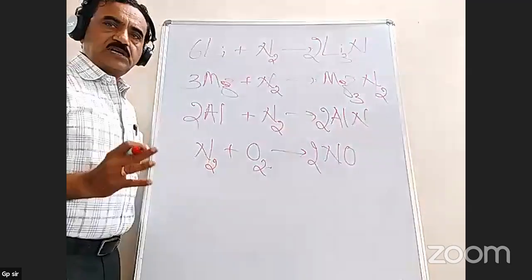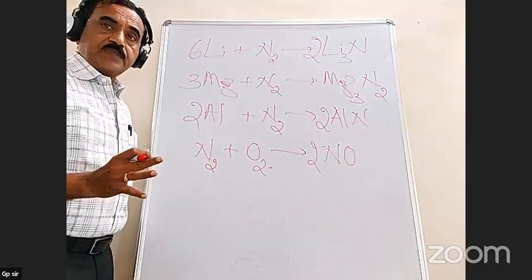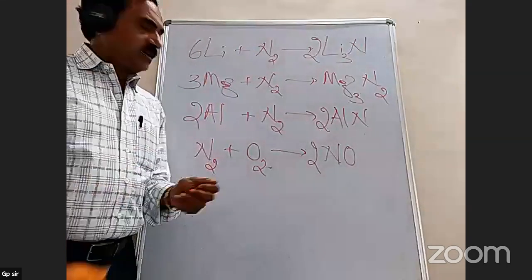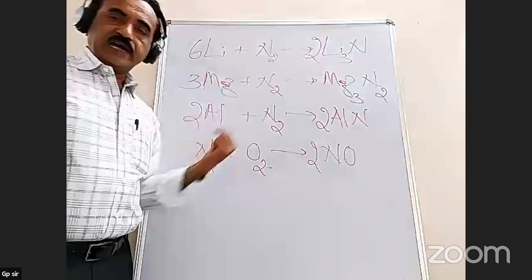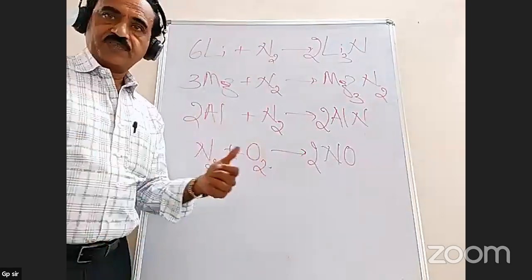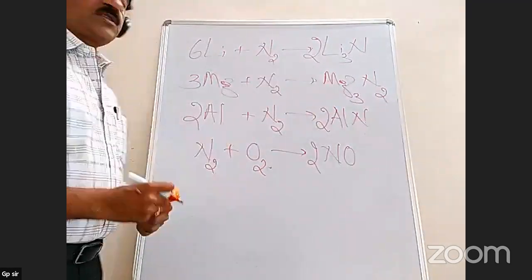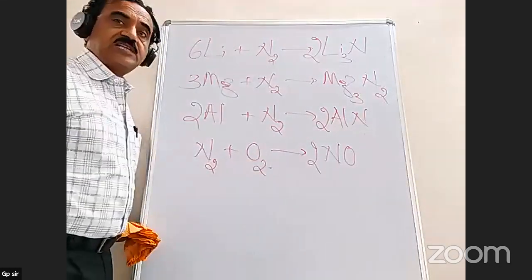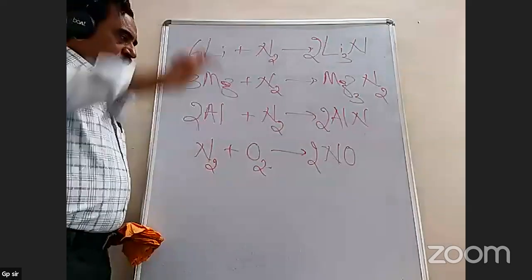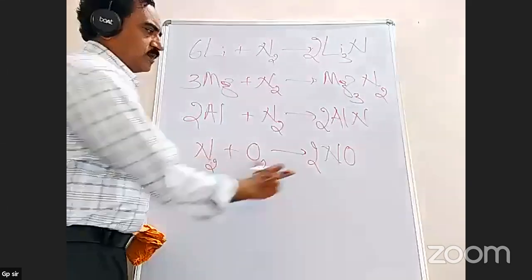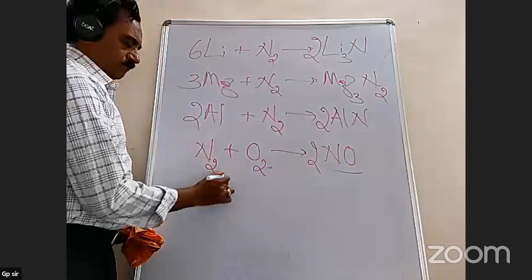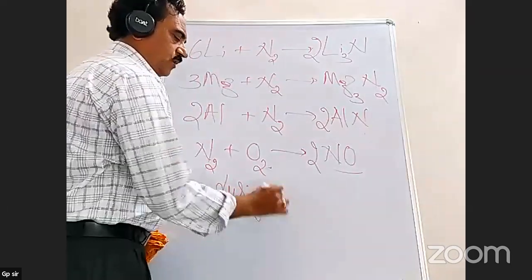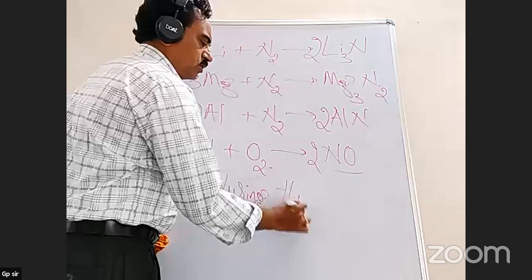During thunderbolt, that is when lightning comes, high voltage current is produced, and the nitrogen and oxygen in the air combine, and nitric oxide is formed. It requires a very, very high temperature of the order of 2000 degrees Celsius. In the atmosphere during thunderbolt this is the oxide of nitrogen formed. You can just note it. So nitric oxide is formed during thunderbolt.